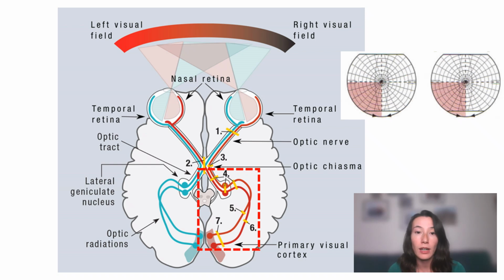So let's break it down as to why. Well, the right side is affected in this image. What field of view does the right side see? It's the left field of view. So it should make sense why the left field of view is affected. Now let's talk about why it's the bottom versus the top that's affected. In this image, our superior optic radiation provides information about the inferior visual field. So if the superior optic radiation is damaged, then the inferior field of view is not going to be visible because it's damaged.